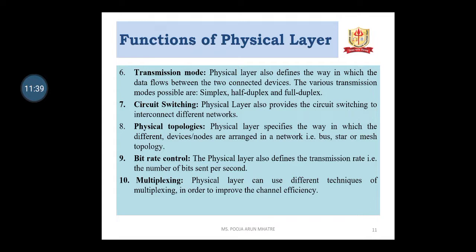Circuit switching. The physical layer also provides circuit switching to interconnect different networks. Physical topologies. The physical layer specifies the way in which different devices or nodes are arranged in a network, that is bus, star or mesh topology. Bit rate control. The physical layer also defines the transmission rate, that is the number of bits sent per second. Multiplexing. The physical layer can use different multiplexing techniques in order to improve channel efficiency.